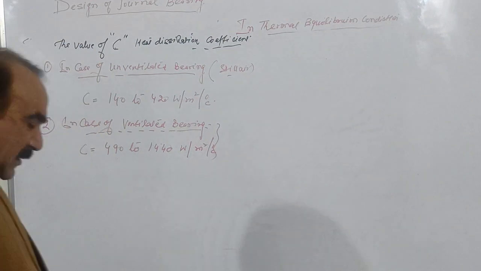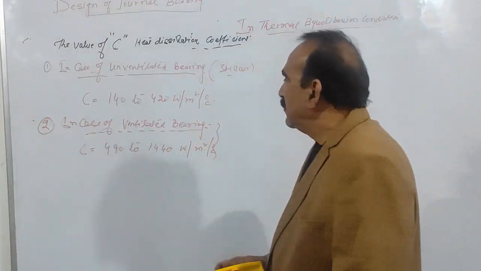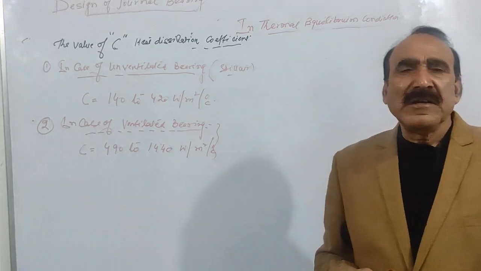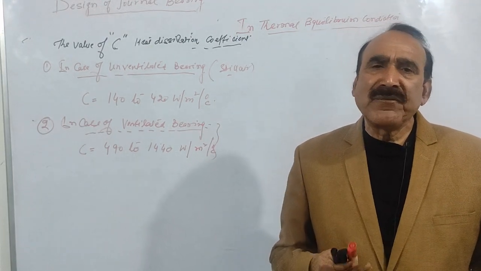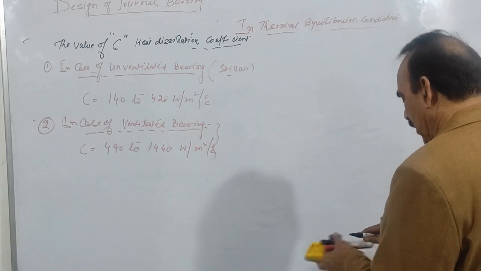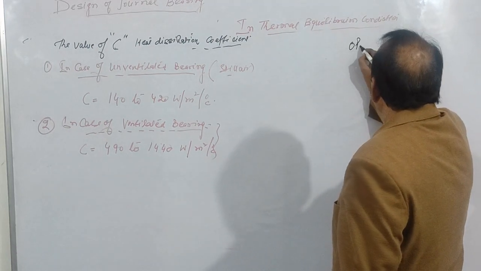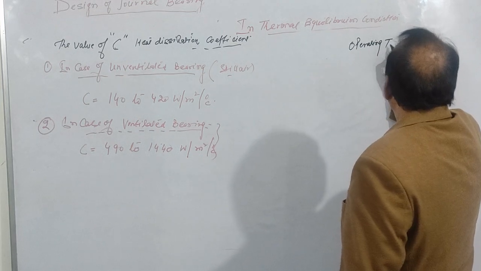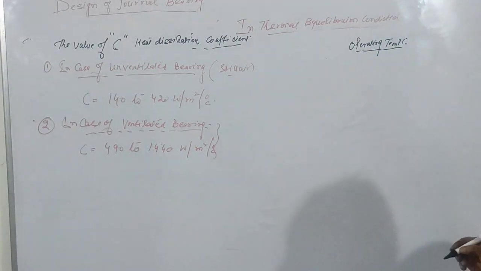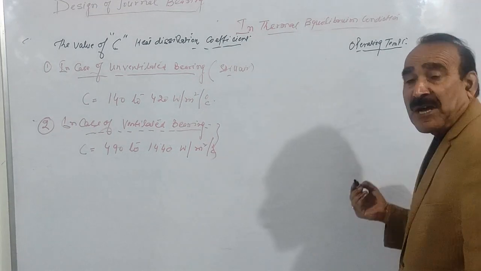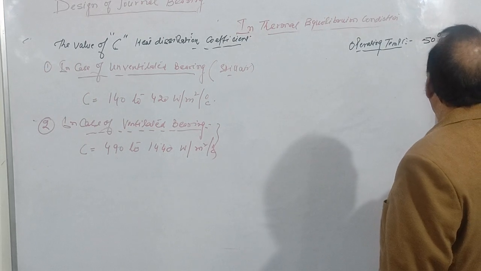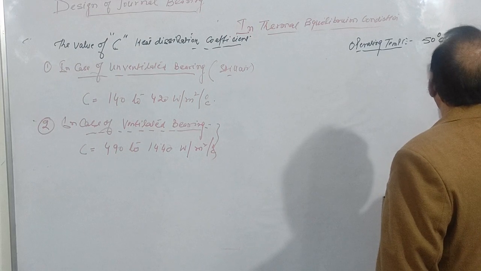Some more important things also. The operating temperature in case of a bearing can be taken between 50 degree centigrade to 80 degree centigrade, right? So the operating temperature, at which we want the bearing to operate, the operating temperature of the oil, will be 50 degree to 80 degree centigrade.